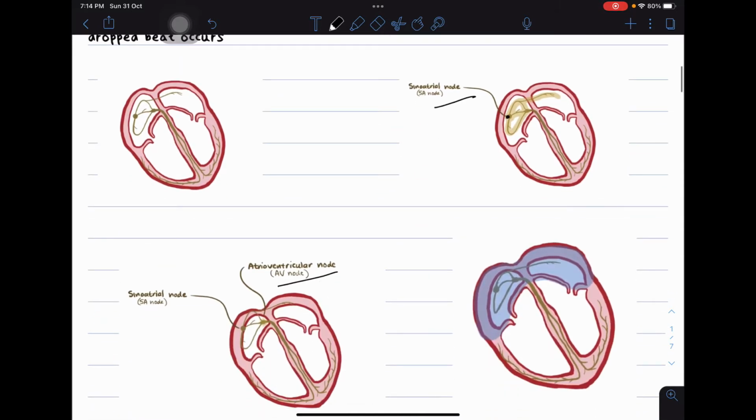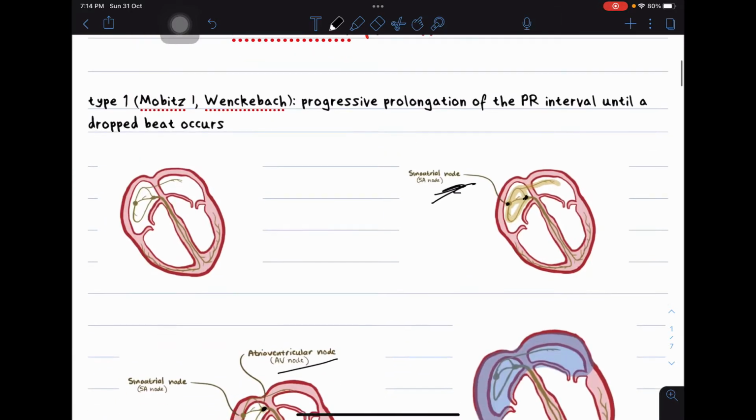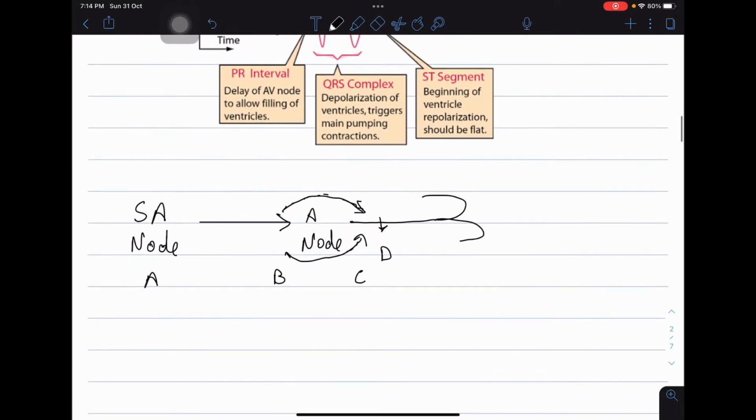So if we check the electrical conduction of the heart, the pulse is generated from the sinoatrial node, then it goes to the AV node, then it's transferred to the bundle of His, then to the left branch, right branch, and to the Purkinje fibers, and then causes the contraction of the ventricles. So it starts from the SA node and goes to the AV node, then to the bundle of His, then to the left and right branches, and then to the Purkinje fibers, and then the contraction occurs.